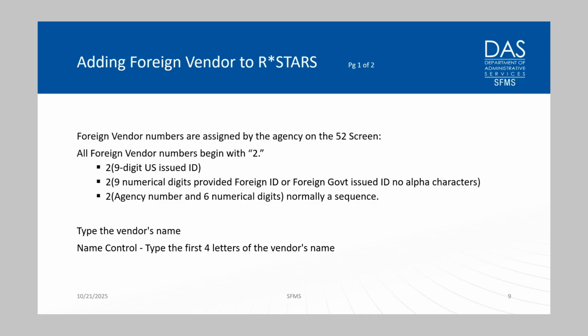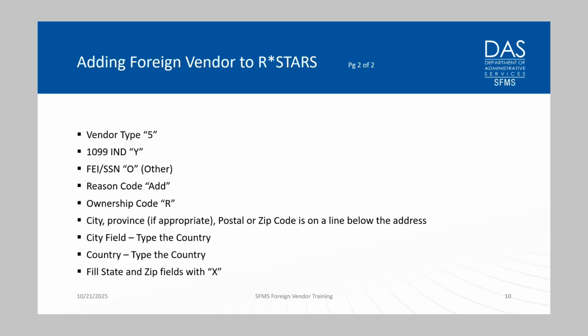Then you're going to type the vendor name control, which is the first 4 letters of a vendor's name, or last name if it's an individual, but for a business name it's the first 4. You're going to have a vendor type of 5, which stands for business. They're going to be 1099 reportable as a Y. It's always a Y. It'll stay a Y, although it does not impact their 1099 pickup because foreign vendors are automatically excluded from 1099 production.